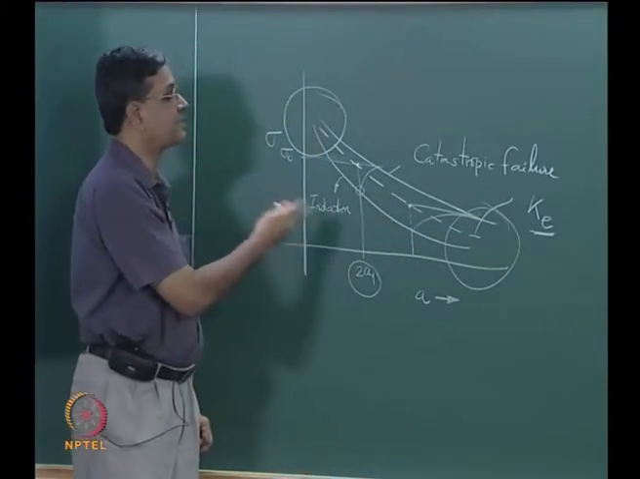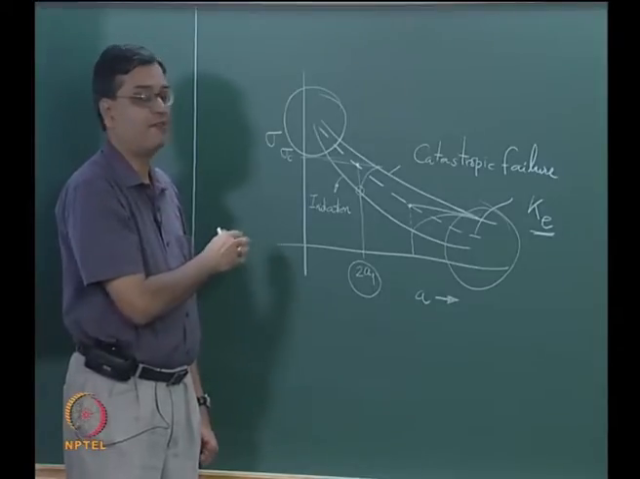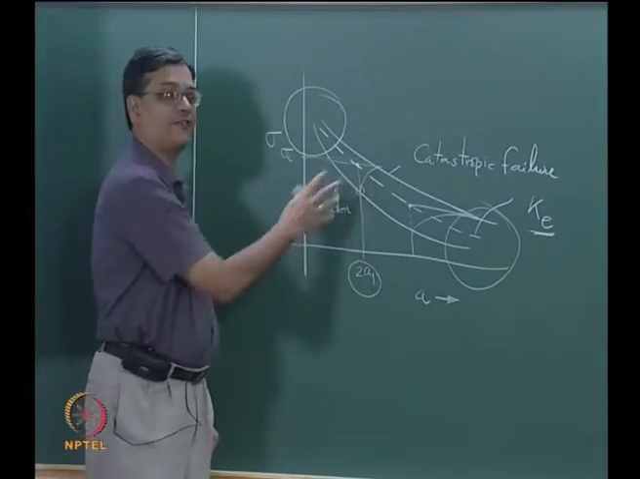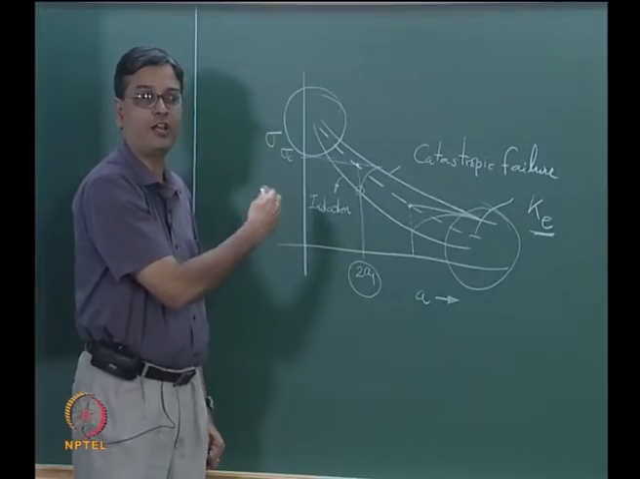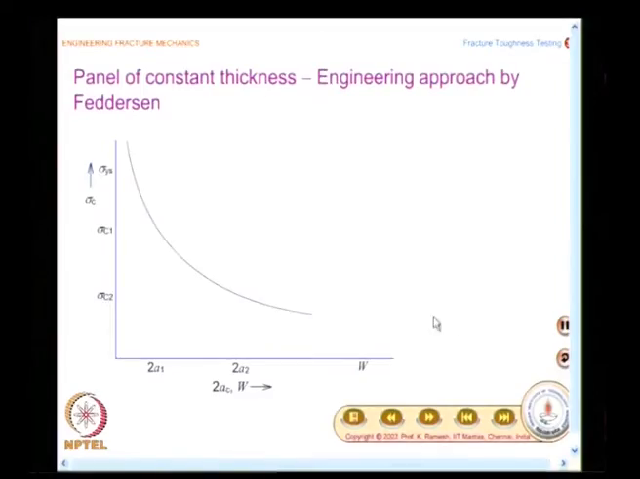There is a simplification given by Feddersen, and we will do it for one typical toughness. A similar graph you could do for other toughness values. And this is the approach given by Feddersen. Mind you, it is an engineering approach, it is very practical from the field point of view. We are going to learn certain details about it.